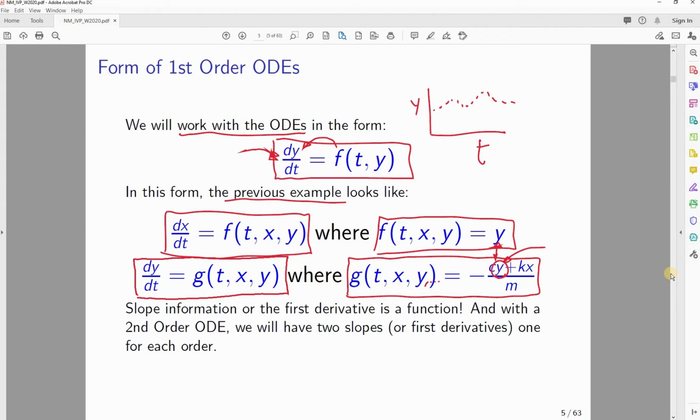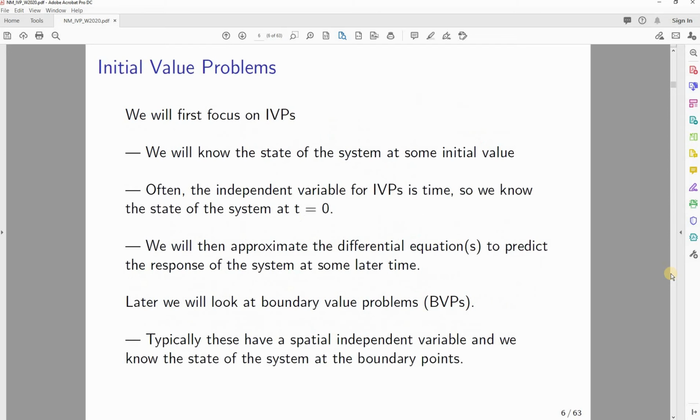So what this means then is that the slope information, or the first derivative, is a function. So we're going to use functions in today's lecture and in our Matlab examples. And so if we have second order ordinary differential equations, we're going to have two slopes. We're going to have two functions, and two first derivatives, one for each order. All right, well, as I mentioned, we talk about these initial value problems. We're going to focus on IVPs initially. Later on, we're going to talk about boundary value problems, but that's going to be in the next lecture or next week. Today, we're just going to focus on IVPs.